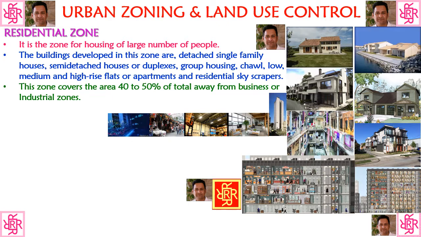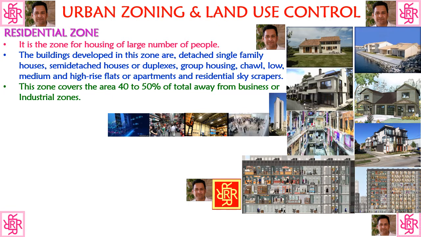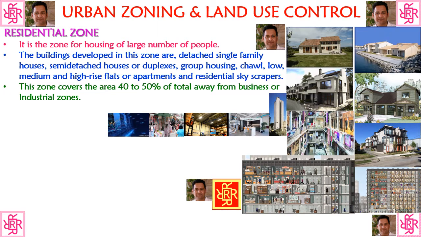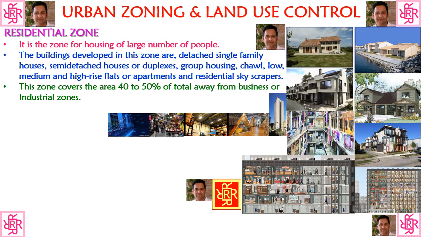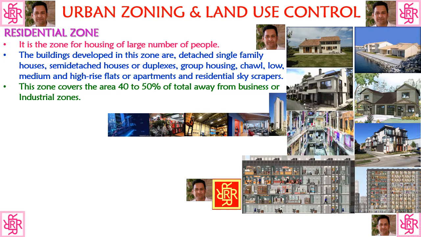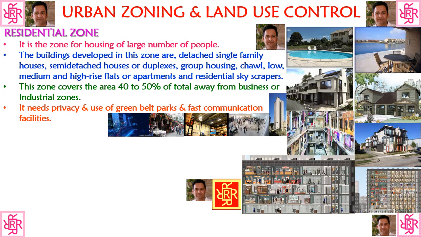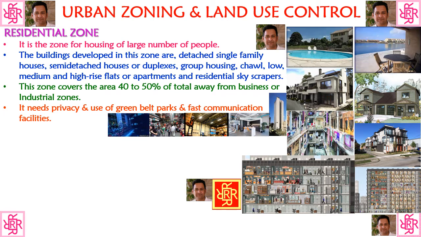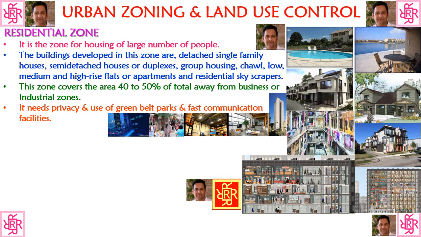This zone covers about 40 to 50% of the whole city, and is located away from the business or industrial zone. So this is the major zone in the city, and it should be away from the industrial and business zone, and 40 to 50% must be housing in the city. It needs privacy and the use of green belts and parks and fast communication facilities so that people can go from residences to their workplaces.